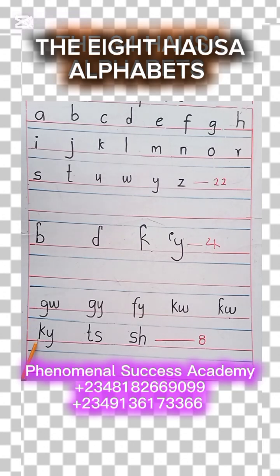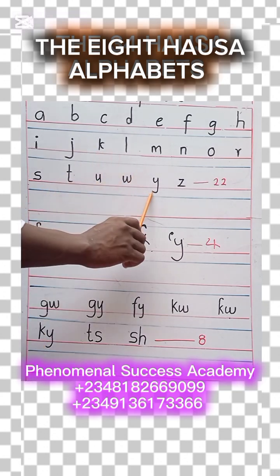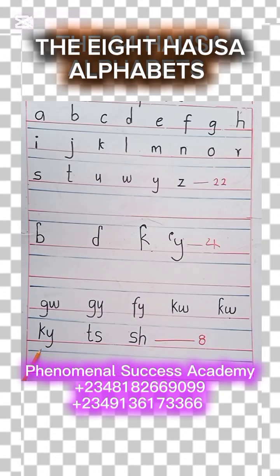Listeners, this is kya. Kya is a combination of ka and ya. When you join them together, idan ka hada su, sai ka ce kya. And now second to the last, sa. This is a combination of ta and sa. And you should say sa.